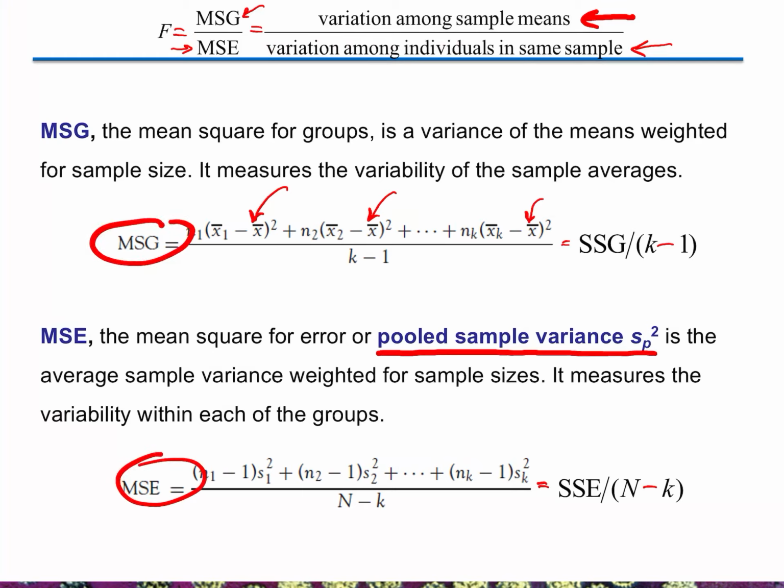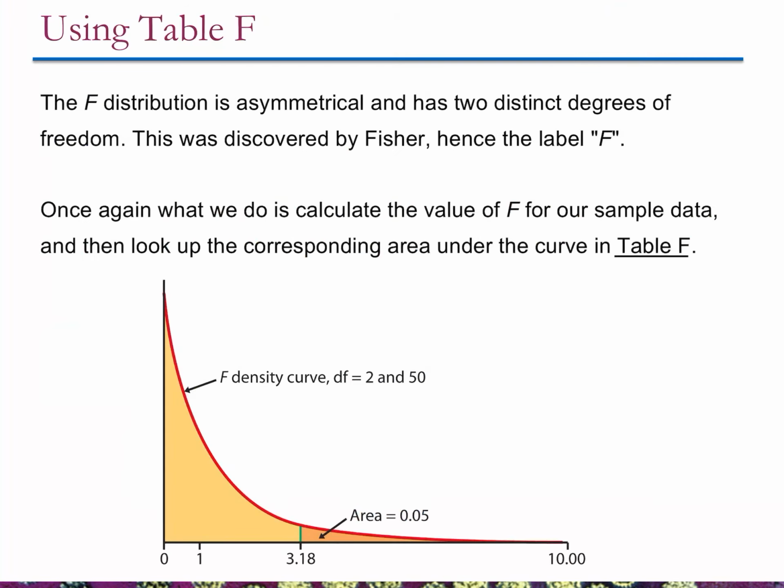All right, again, you're not going to have to do this calculation or this calculation, but you are going to see these numbers in the ANOVA table, and you need to therefore know where they come from. All right? Okay, so now once we've calculated our F statistic, we're going to use table F to find that F statistic.